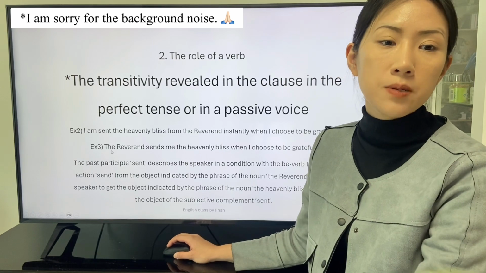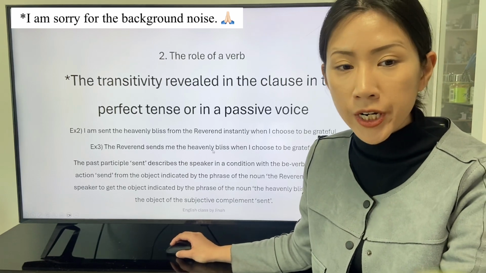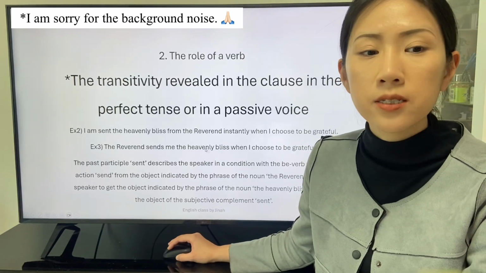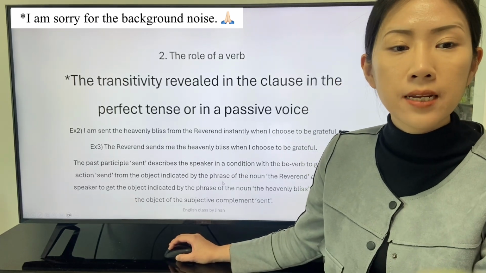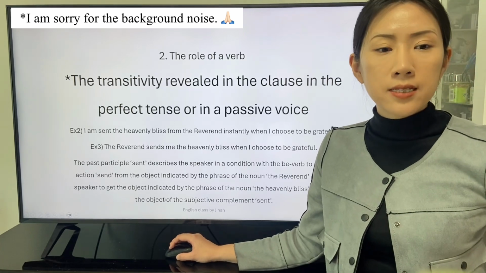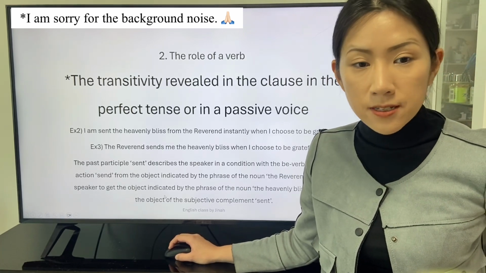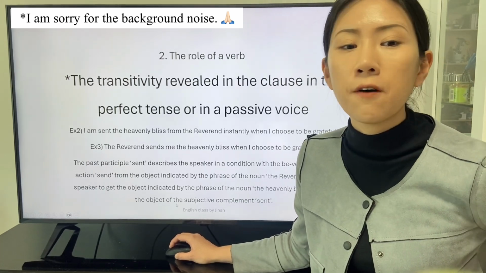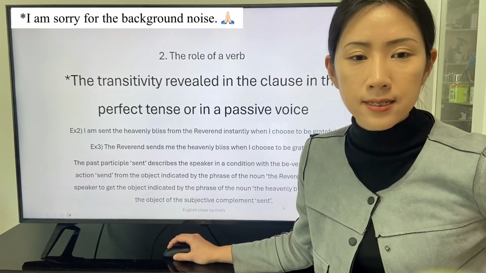The past participle sent describes the speaker in a condition, with the be-verb, to get the action sent from the object indicated by the phrase of the noun, the referent, and the speaker to get the object indicated by the phrase of the noun, the heavenly bliss, which is the object of the subjective complement sent.